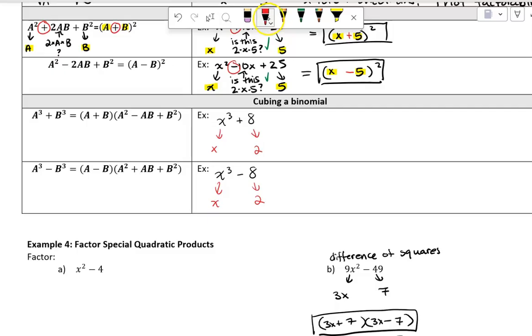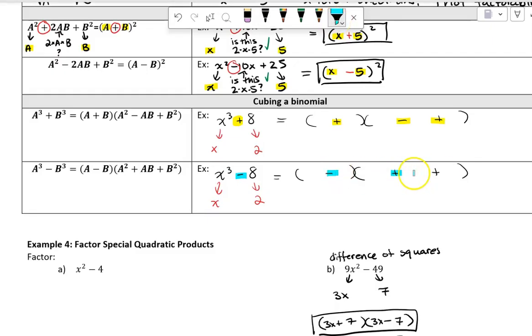If I have a plus sign in between, like in my first example, then the sign pattern is going to go like this. Plus, minus, plus. Okay, this is the sign pattern when you have a plus sign. You go plus, minus, plus. If I have a minus sign in the middle, then the sign pattern's a little bit different. It's going to go minus, plus, plus.